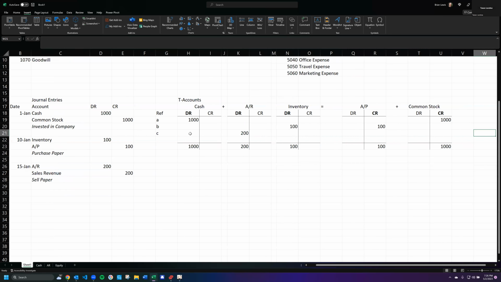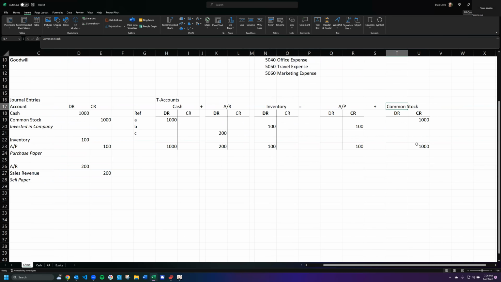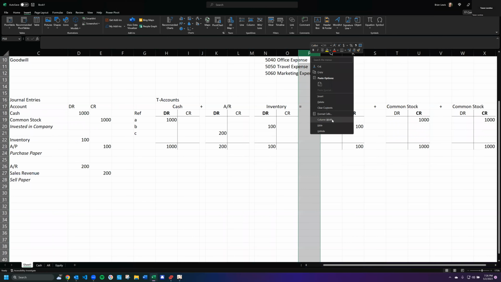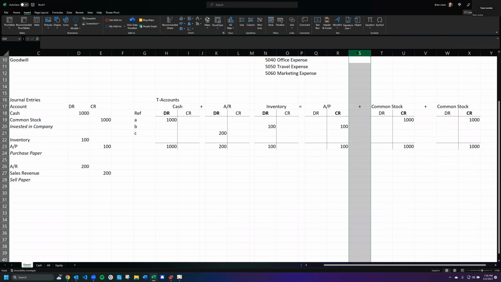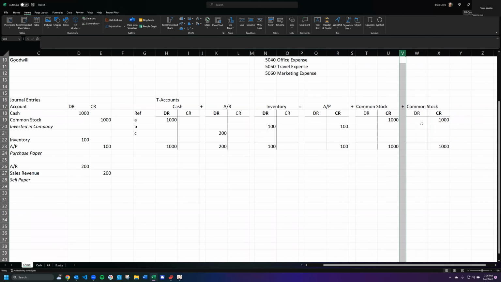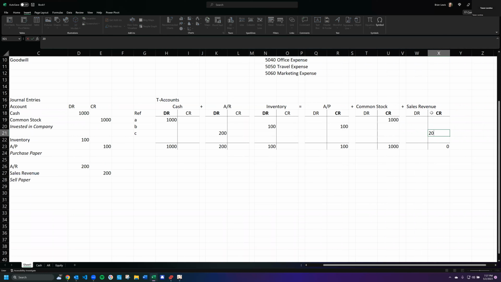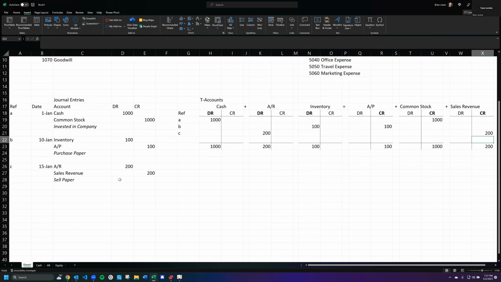And we're going to create this account and call this revenue. Okay, so now revenue is $200, and that's going to be right here. You notice that this balances out as well, $200 on the debit side, $200 on the credit side. So we're all good.